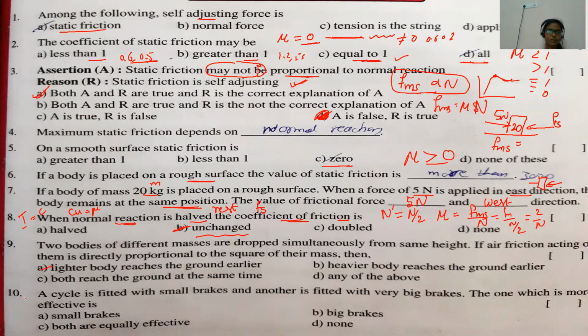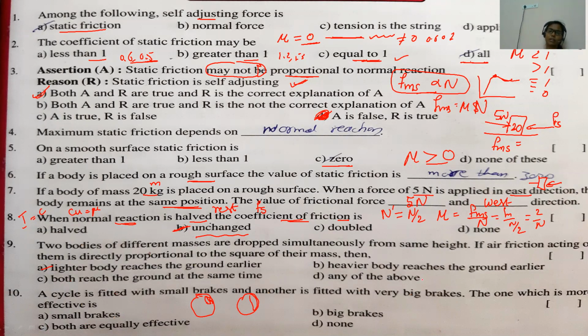Okay, let us see the 10th question. A cycle is fitted with small brakes. Some cycle is there. Your brake pads will be there, to stop the vehicle whenever some obstruction comes. The brake pads touch the rim of the cycle so that it is going to stop. In one cycle they have taken very small brake pads, in another bicycle the area of the brake pad is large, like this. So in both conditions, children, what will happen? Which is more effective, they are asking.